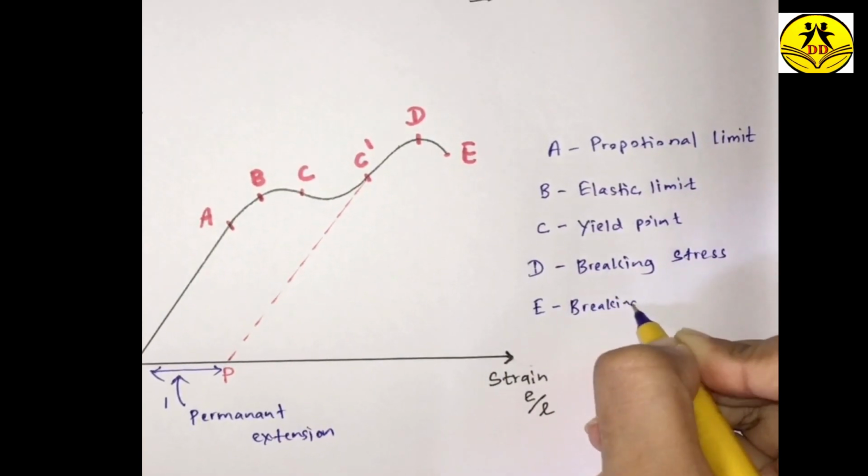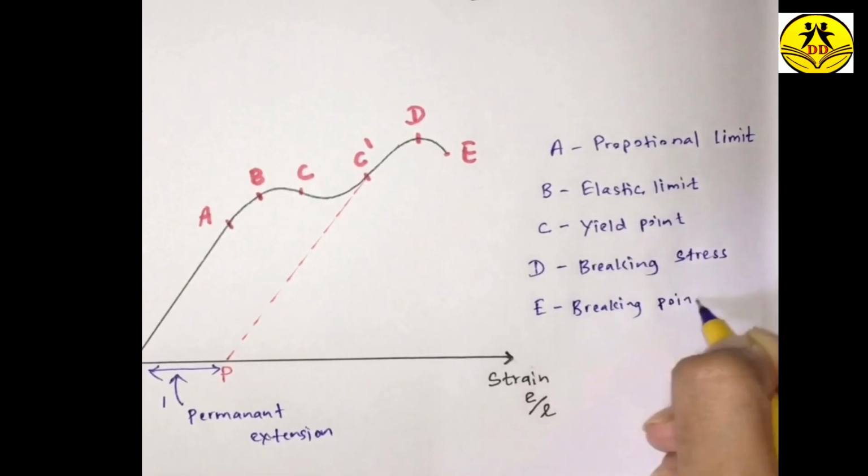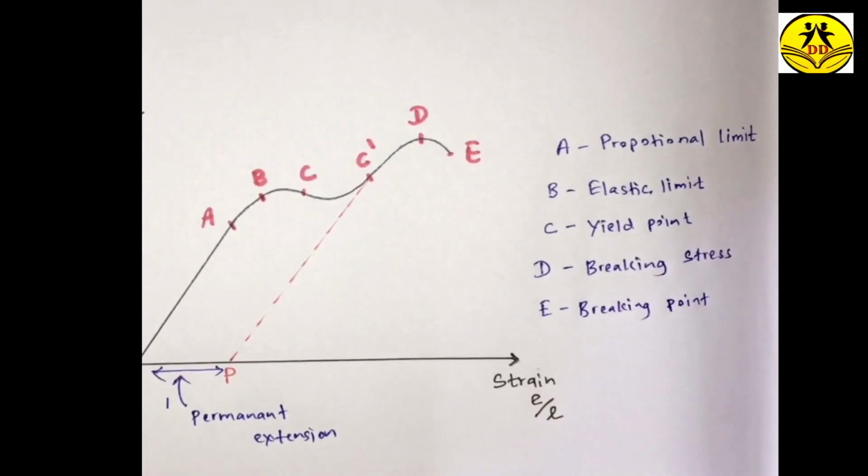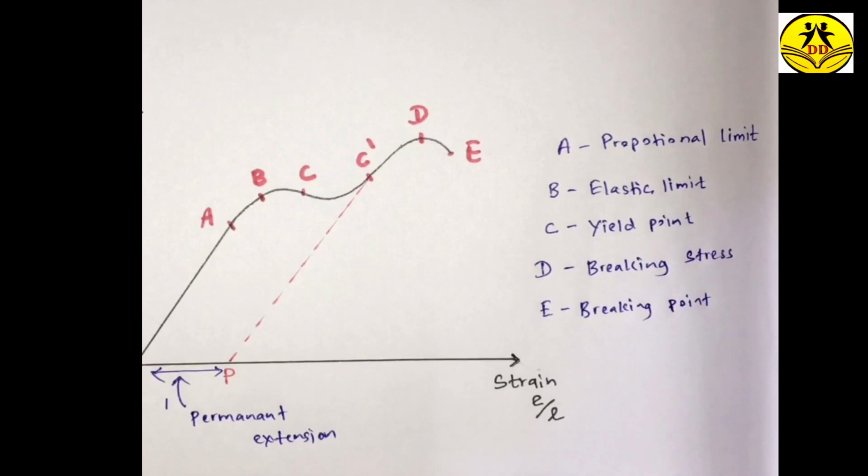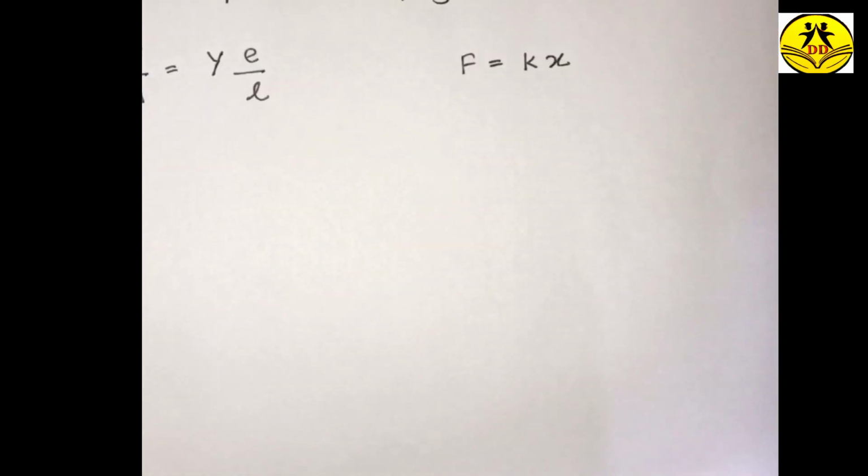At that point, the string will break by reducing its area. So this is the stress strain curve for a material under force. Now we have to discuss the relationship between Spring's constant and Young's modulus. So between the Spring's constant and Young's modulus.